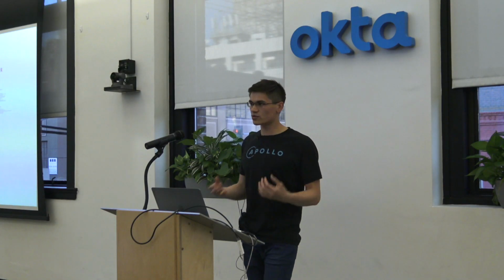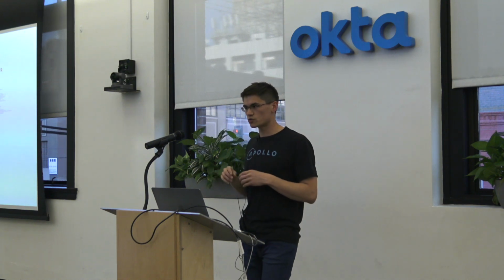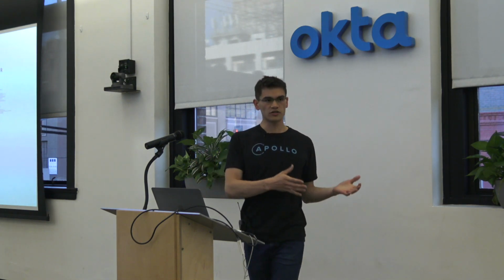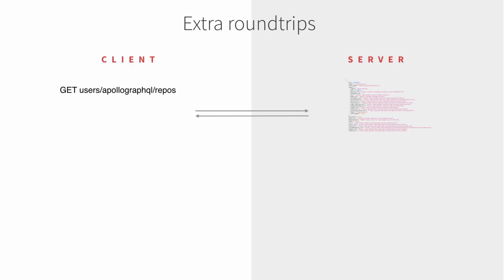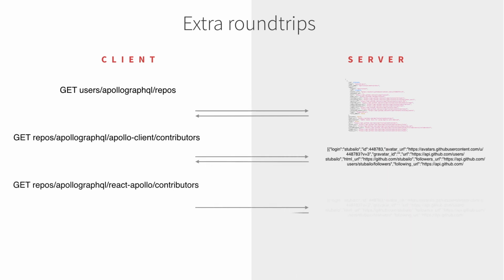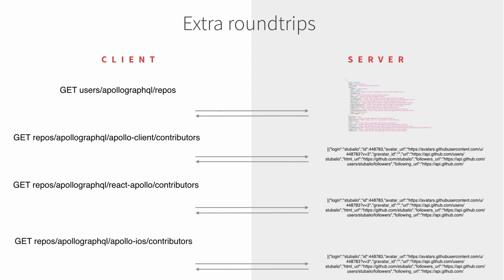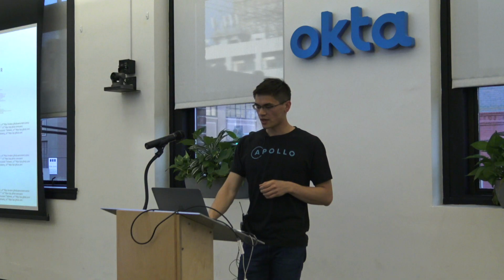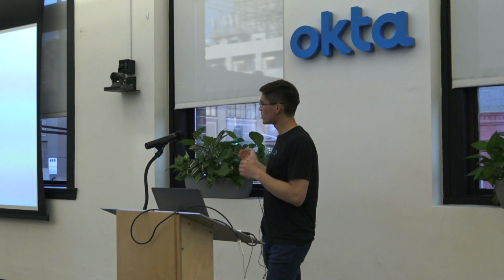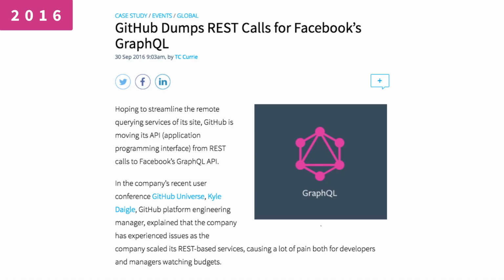So then the next portion, once we've gotten all that data, say we want to display all of the contributors to all of Apollo GraphQL's main repositories. So that's Apollo Client, that's React Apollo, and Apollo iOS. So this is an example of extra round trips and actually underfetching for REST. So our first request was repos, and what we really wanted was not all the repositories. We wanted just the repository name and the contributors for those specific repositories. So that's where GitHub said, this is a problem. We need to dump REST for GraphQL.